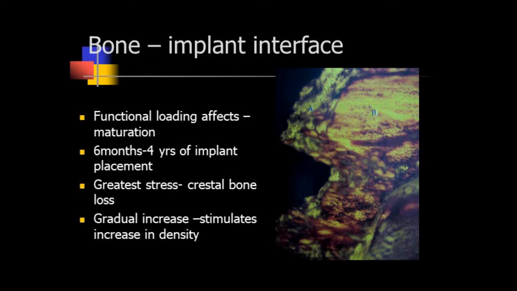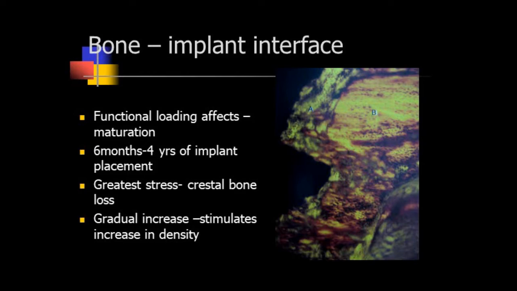Studies show that an increase happens in the density of the peri-implant bone structure over a 6-month to 4-year period after the implant was placed. When there is a rigidly fixed implant, the greatest stress happens at the region of the crest, and there the premature or excessive functional load can overstress the system and cause bone resorption.